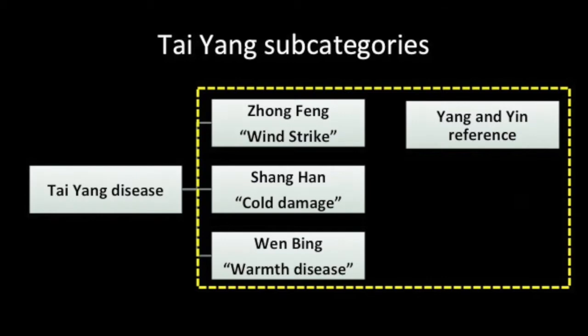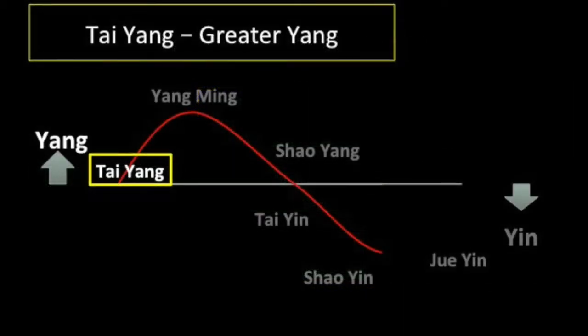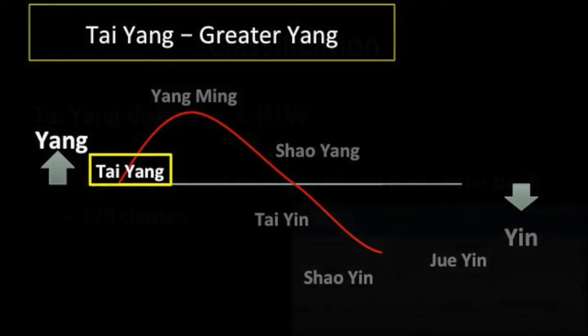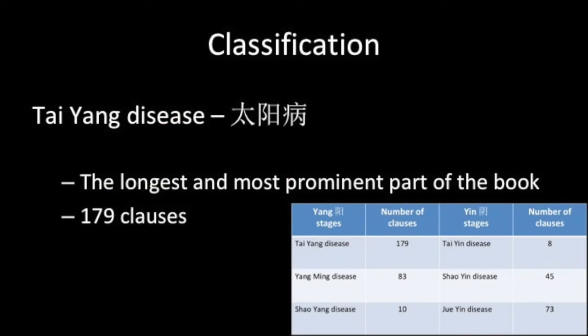Welcome to this presentation on the subcategories that constitute Tai Yang or Greater Yang disease in the Shang Han Lun. The Tai Yang disease section is the first and most prominent portion of the book. It is almost 2 times longer than the next longest section, and in it we are introduced to the methodology and thought processes of Zhang Ying.